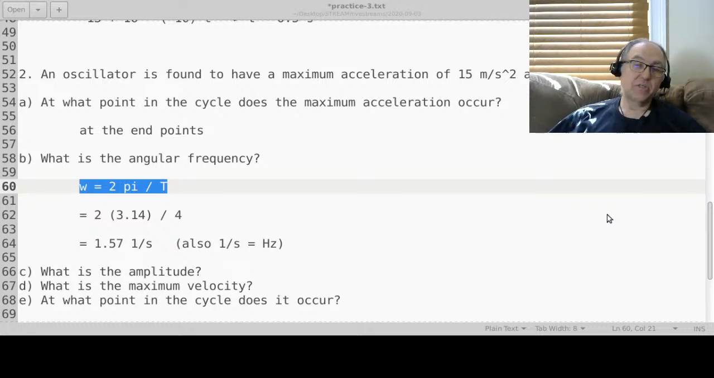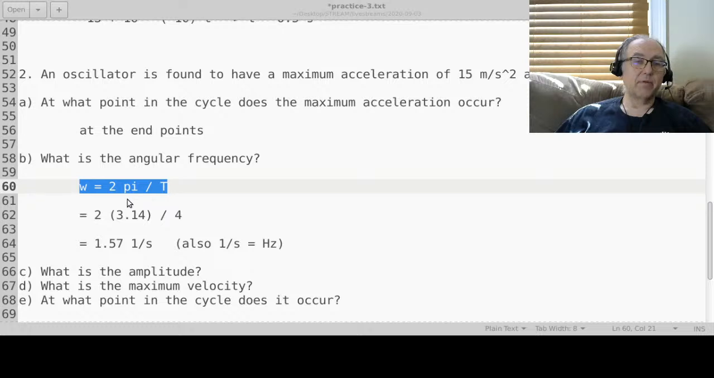This is just a simple text editor, so I can't type an omega right now. I'll try to see if I can find a better text editor afterwards. So I'm going to write a W, but it should have rounded bottoms. Okay, so omega is going to equal 2 pi divided by capital T, 2 pi divided by the period.